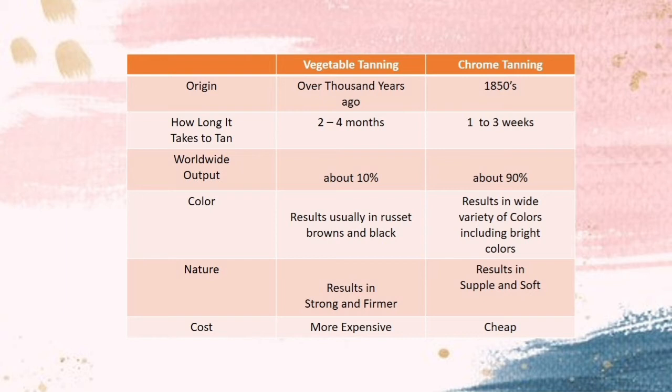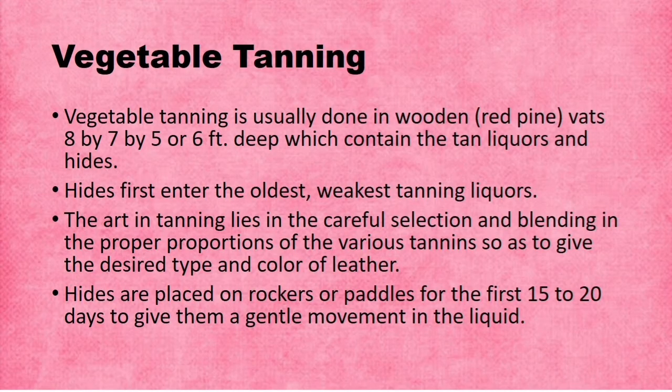Vegetable tanning results in strong and firmer leather. On the other hand, chrome tanning results in supple and soft leather. In economy cost, vegetable tanning is costlier than chrome tanning. Vegetable tanning is usually done in wooden, red pine, vats 8 by 7 by 5 or 6 feet deep, which contain the tanned liquors and hides.